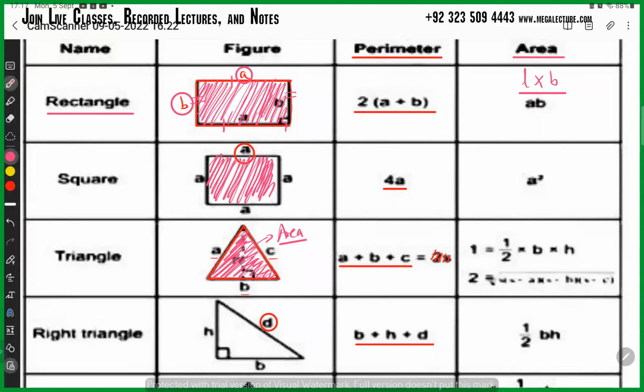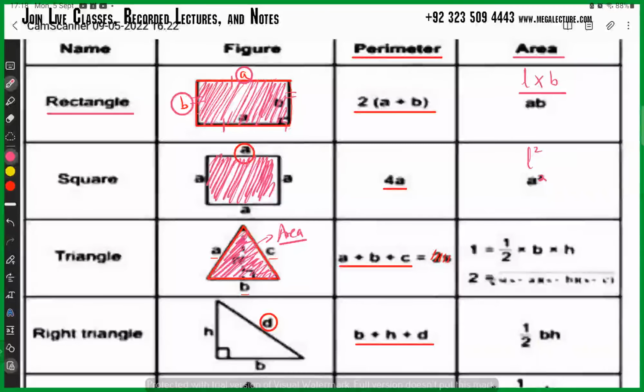Now, if we talk about a square, it's again length multiplied by width. But in case of a square, length, width, all the dimensions are the same, right? So you will do A multiplied by A, and that would give you A squared, okay? So you can again think about it as L squared, length multiplied by length, because both are the same in case of a square. Length is equal to breadth.